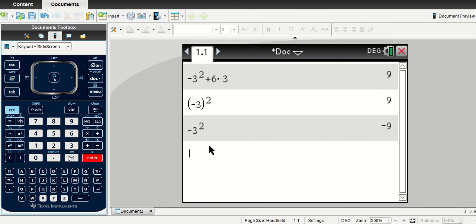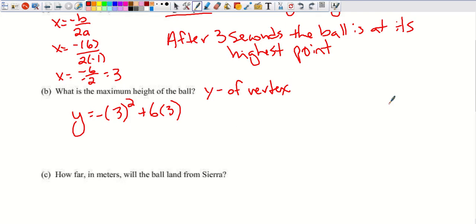All right, so negative parentheses 3 squared is going to end up getting you -9 rather than inside the parentheses, which is +9. So just be careful here. So we know that this is going to be -9 plus 18, which is equal to 9, and that is what y is equal to.